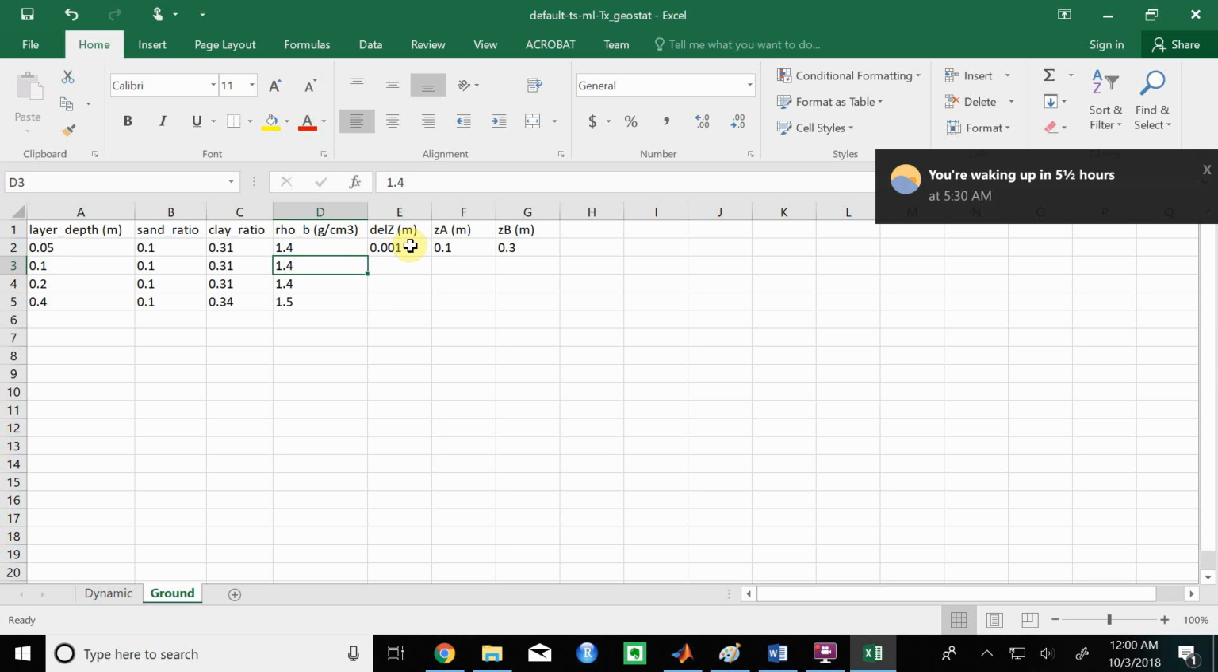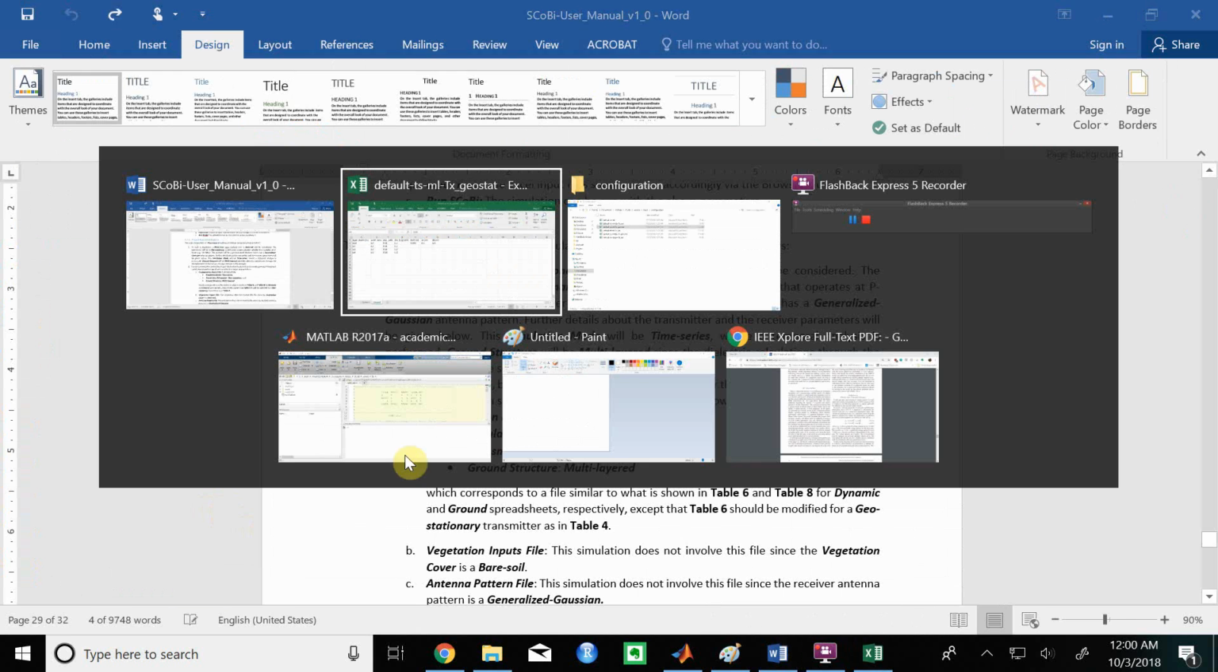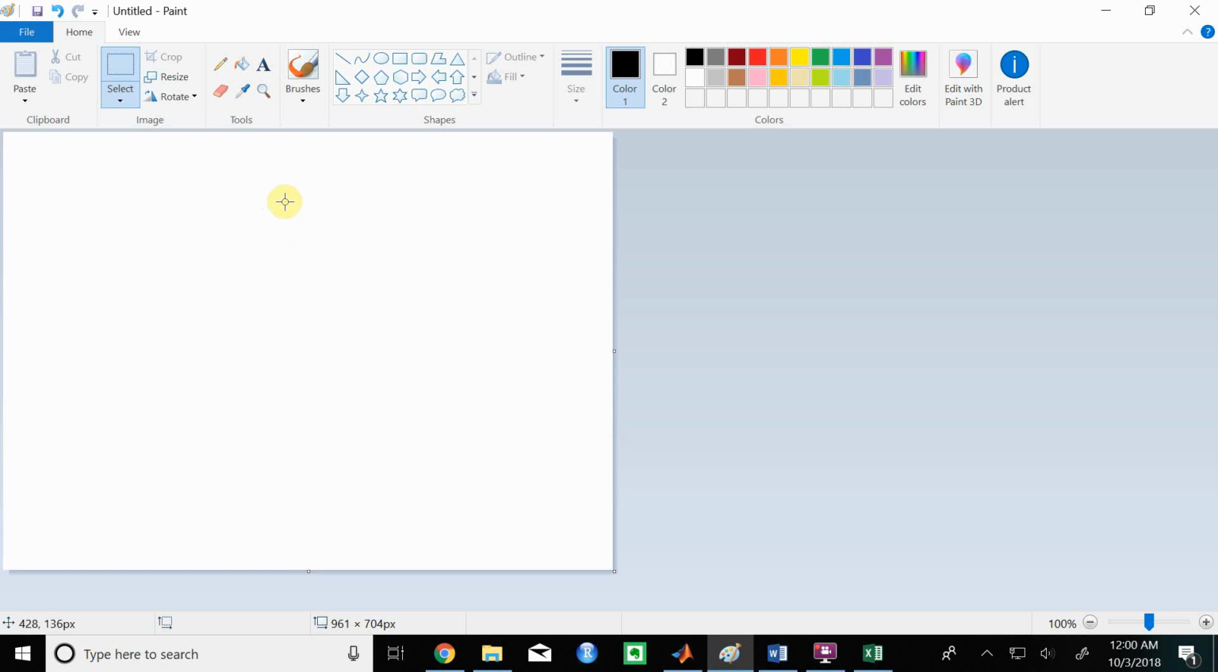And what that means is that, well, I'll get into what that means in just a second. ZA indicates the thickness of our air layer, and ZB indicates the thickness of our bottom layer. So if we take a look at what we have here, we have ZA, ZB, and these values right here. So if we were to draw this out, that means that our air layer is going to be 0.1 meters or 10 centimeters.